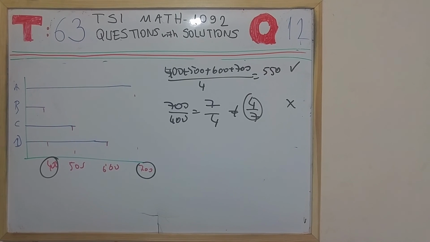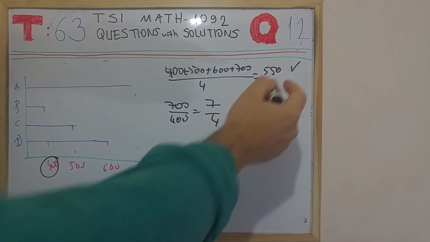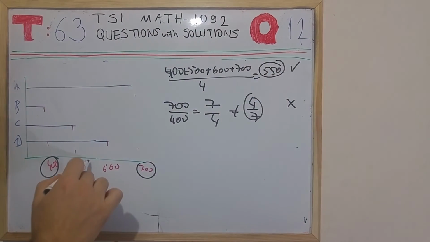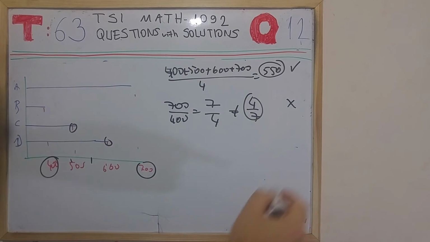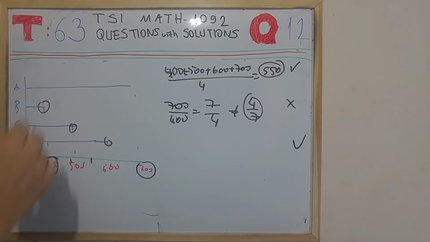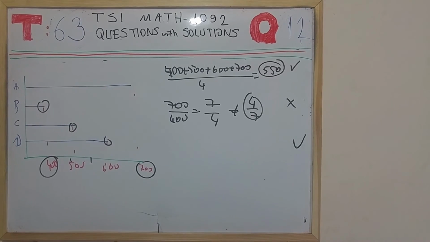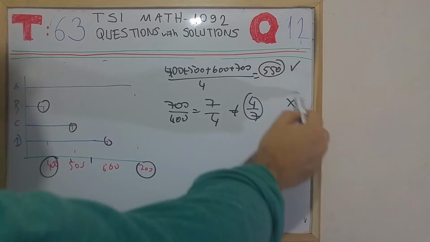Let's check the other two to make sure. The university which is closest to the average is C and D. As we see, the average is 550, it stands here, and C and D really are the closest ones. This is also correct. The university with the least number of graduates is B. Yes, it is, with 400. So what we need to check is B.